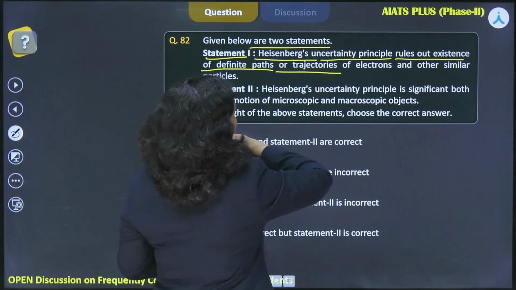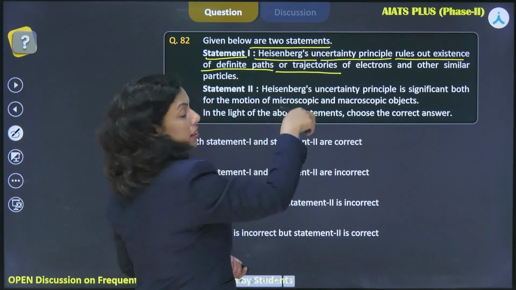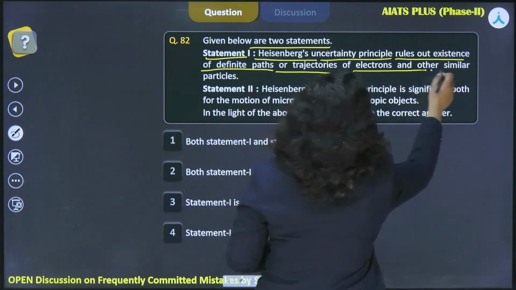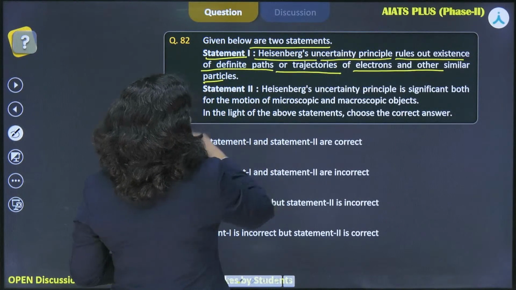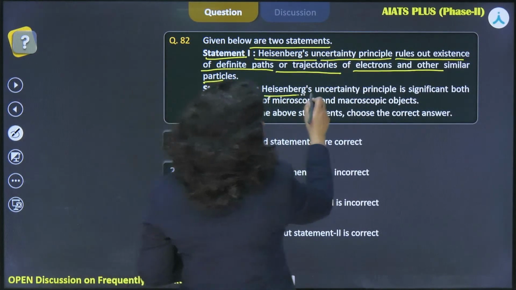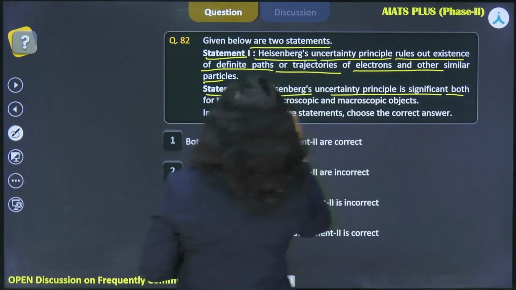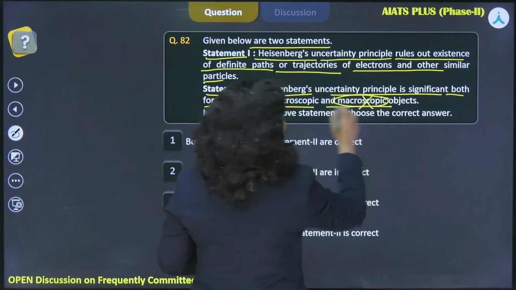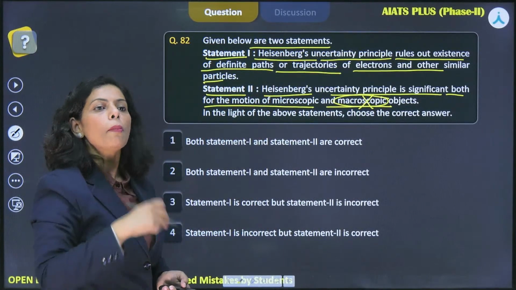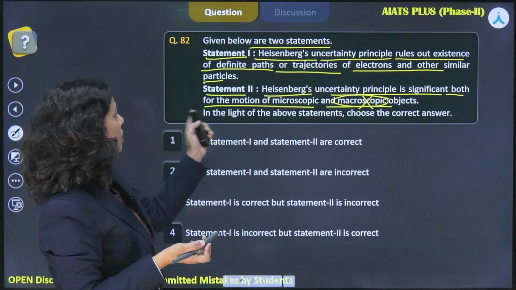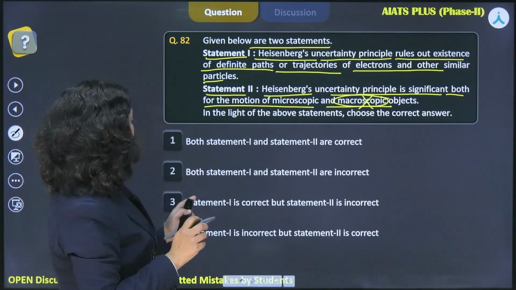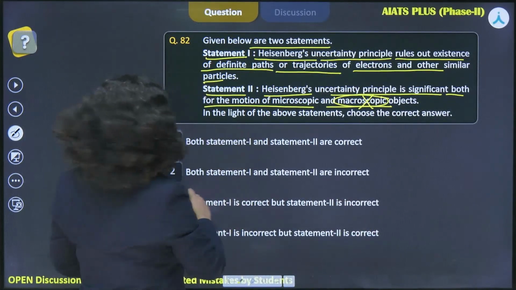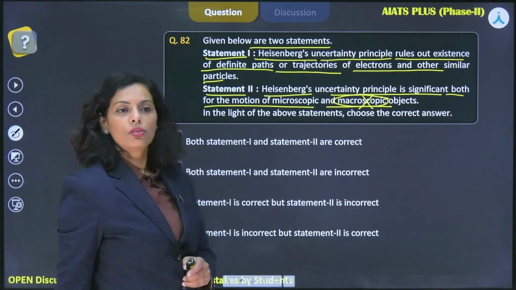So Heisenberg uncertainty principle definitely rules out a definite path and trajectory because we cannot identify the exact position of an electron and other similar particles. Now further, statement 2 says that Heisenberg uncertainty principle is significant both for the motion of microscopic and macroscopic particles. Not for macroscopic. It's applicable for microscopic. So the first statement is right, but the second statement is incorrect, right? Option 3 should be the right answer.